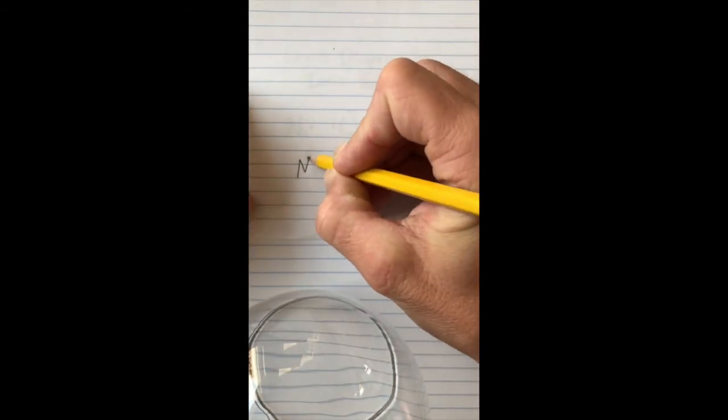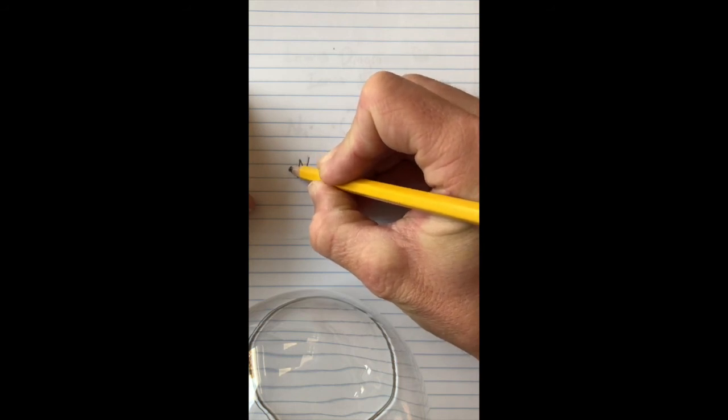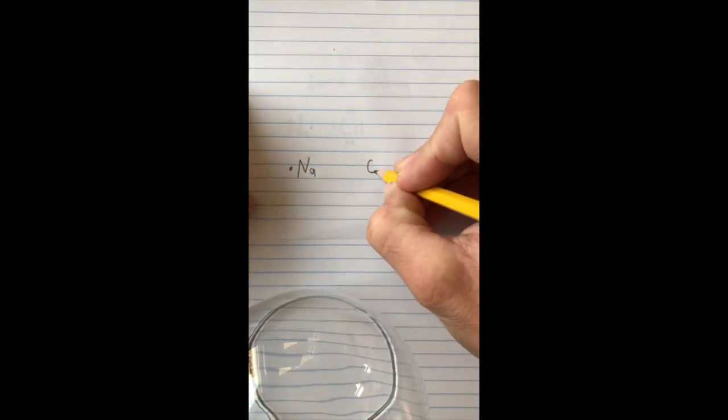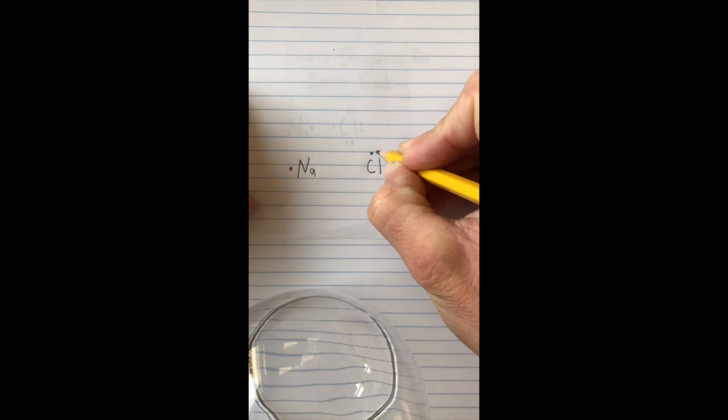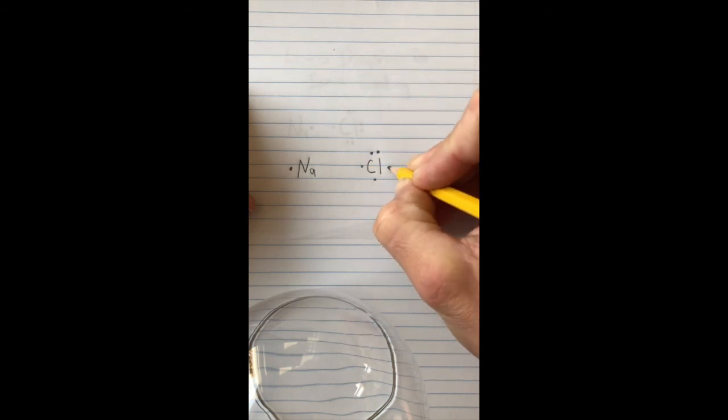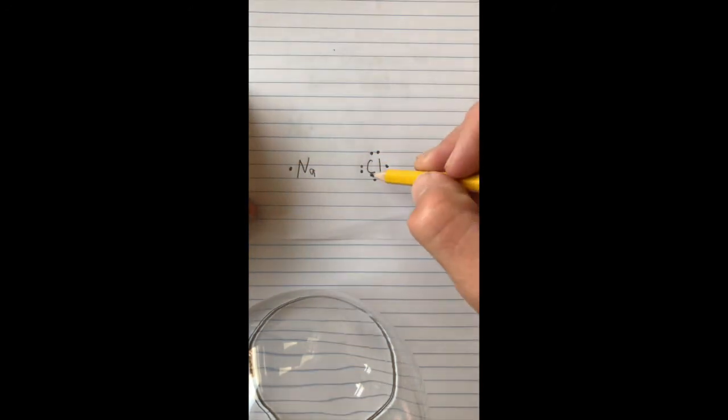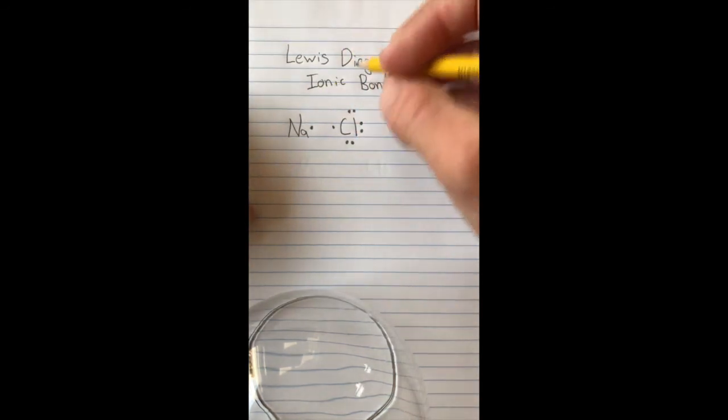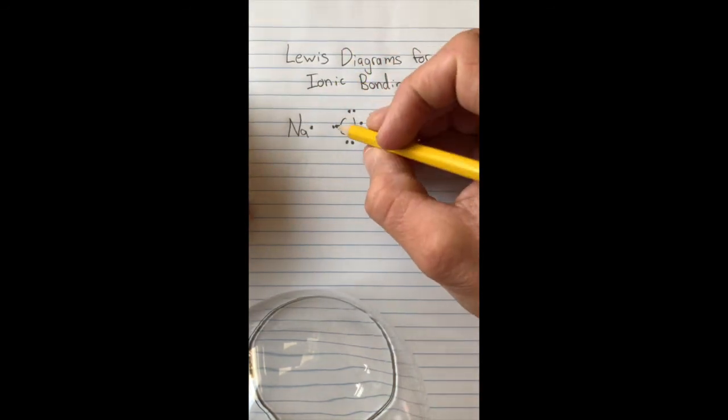For example, it would be just as correct if I went ahead and wrote sodium and drew the 1 dot over on this side, and chlorine and drew the 1 dot on any other side. So the way that you arrange the 1 dot actually doesn't matter. It could go on any side of the atom. I chose to draw it like this so that I can show the transfer of electrons.